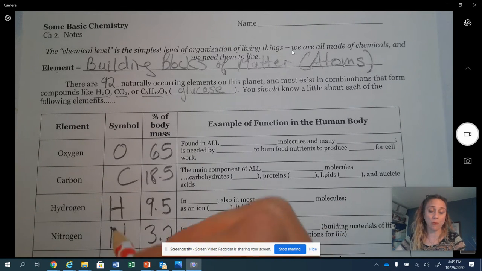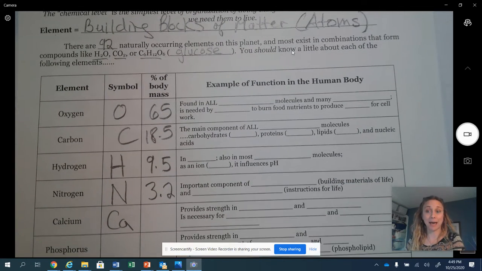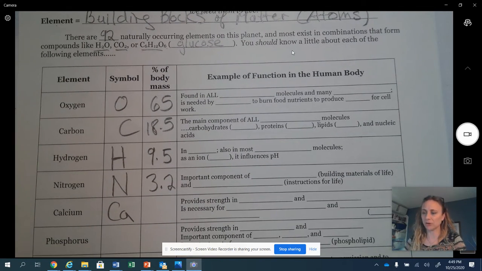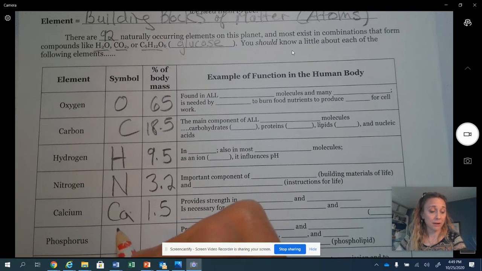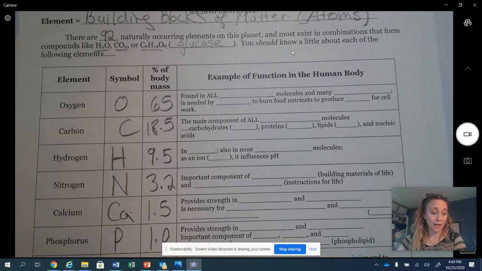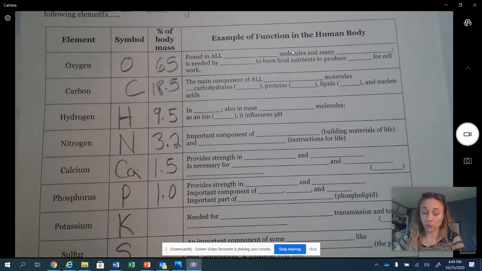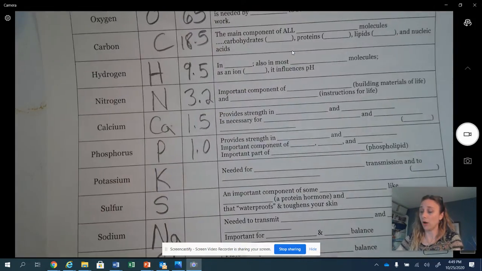And then calcium's at 1.5. The abbreviation of calcium is Ca, capital C, and then there needs to be a second letter to distinguish the calcium from the carbon, so we have to put that lowercase a there, and that's at 1.5%. Phosphorus at 1.0, and then we get potassium and sulfur and sodium and chlorine, and they're all less than 1% in your body. So we've already had a discussion about that, and we're going to move on.